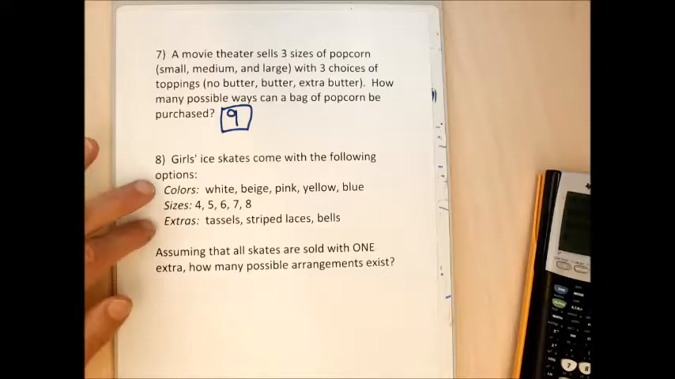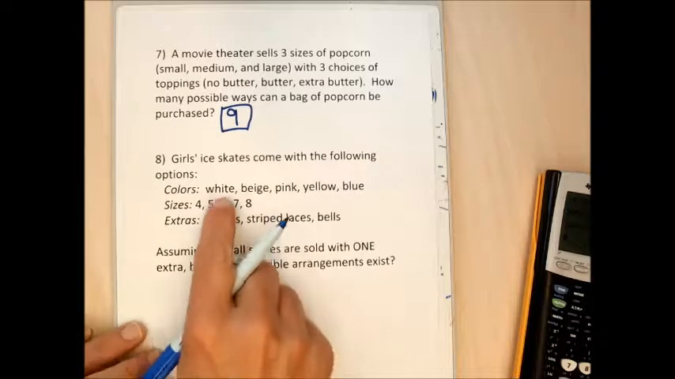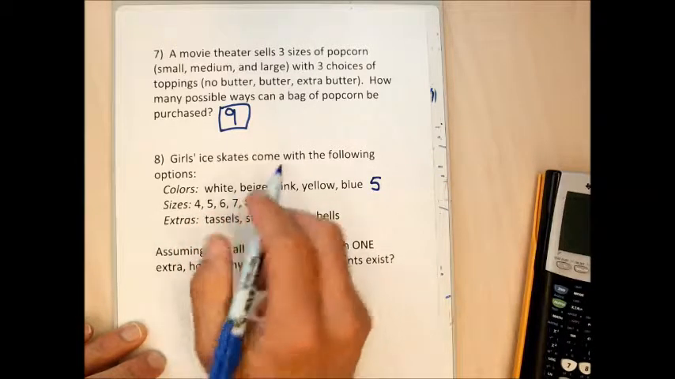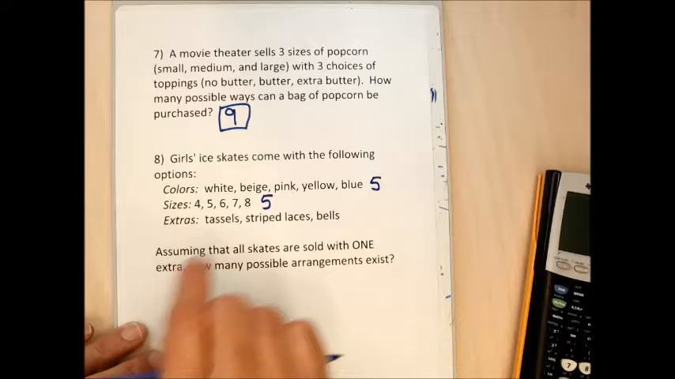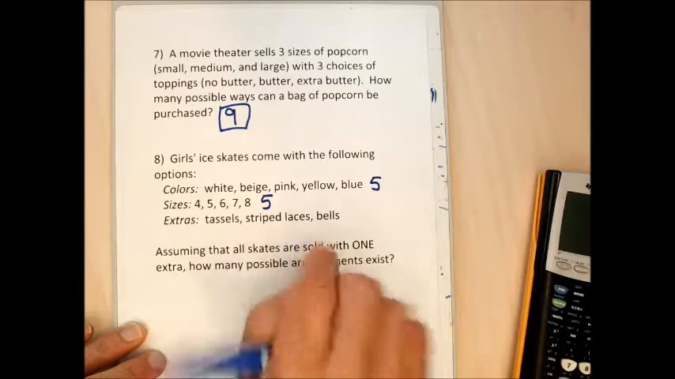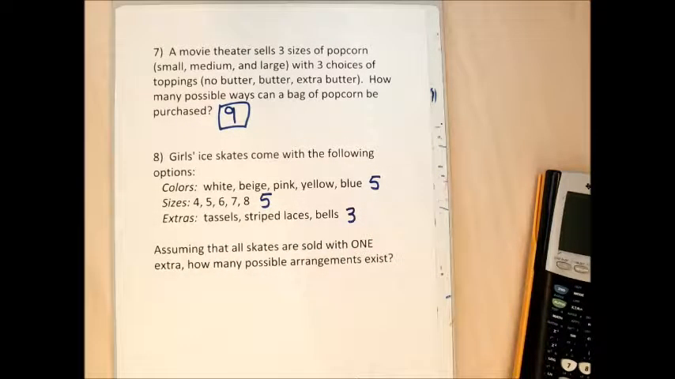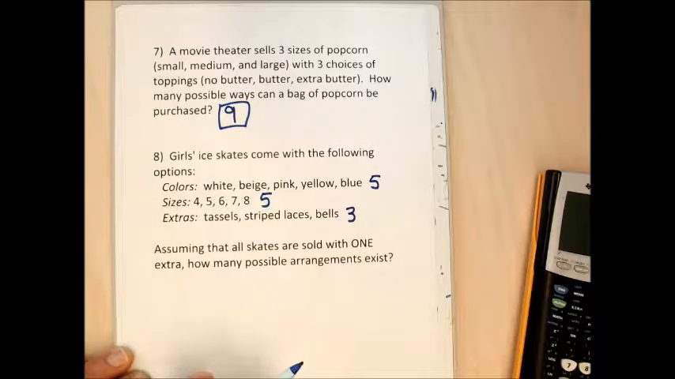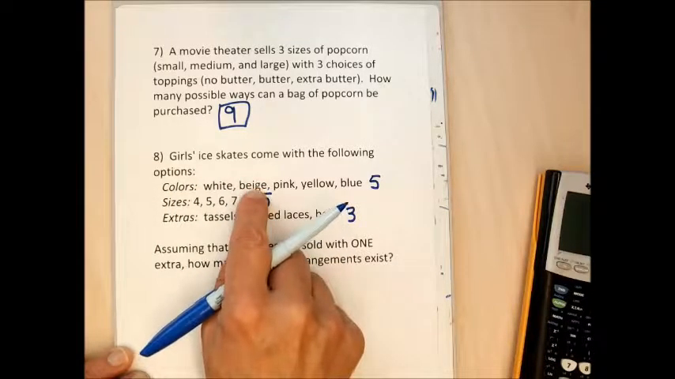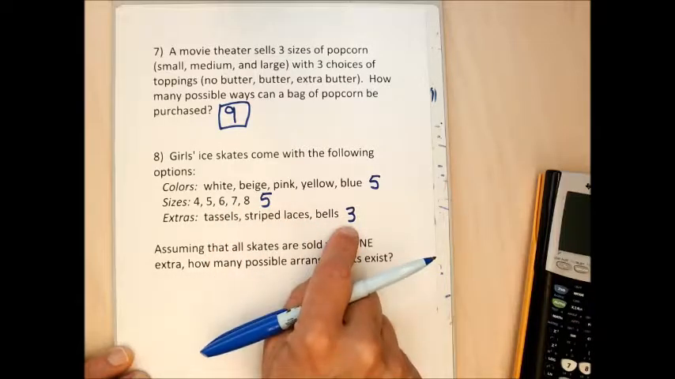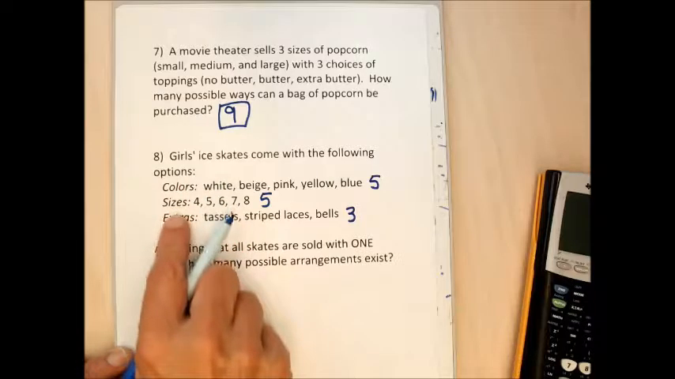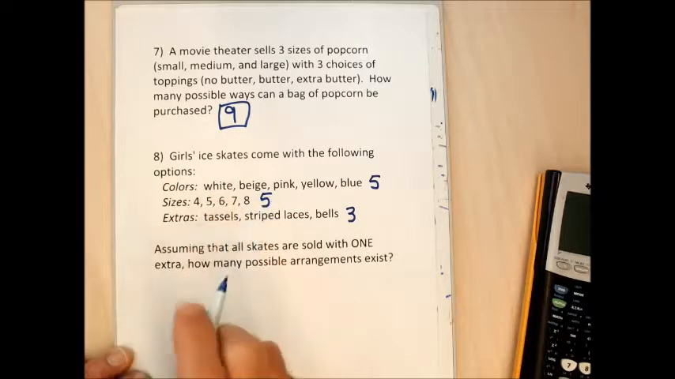So girls' ice skates come with the following options. They have 1, 2, 3, 4, 5 colors, and 1, 2, 3, 4, 5 sizes, and they have extras of tassels, striped laces, and bells. They have three extras. So I'm going to have 3 experiments here, and I'm going to find out how many different kinds of skates are possible, having a color, a size, and an extra. I'm assuming you're going to have one of each. So how many possible skates are possible picking one color, one size, and one extra?